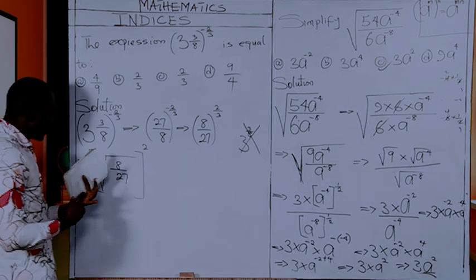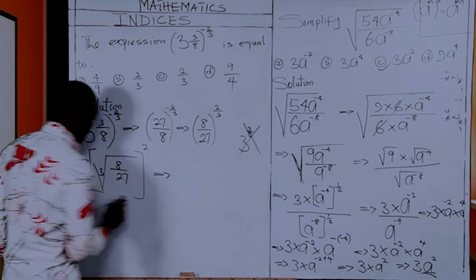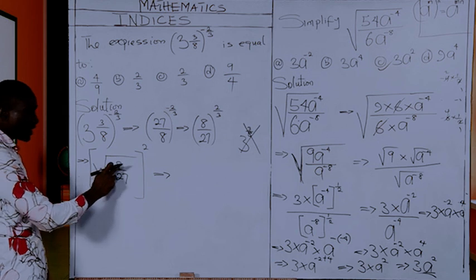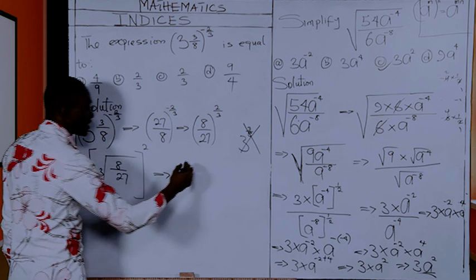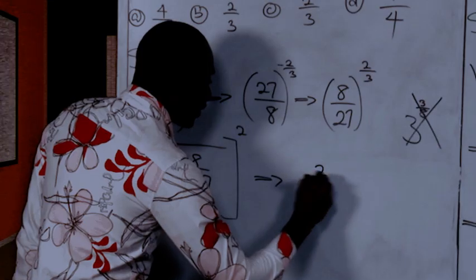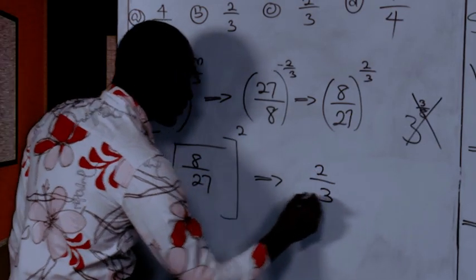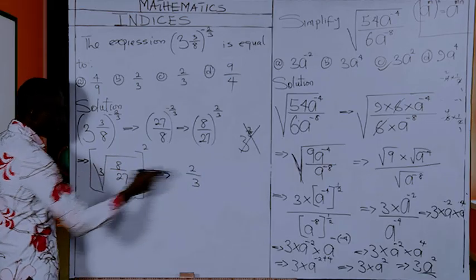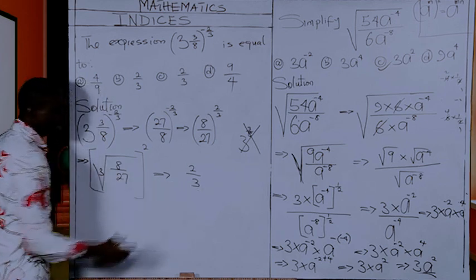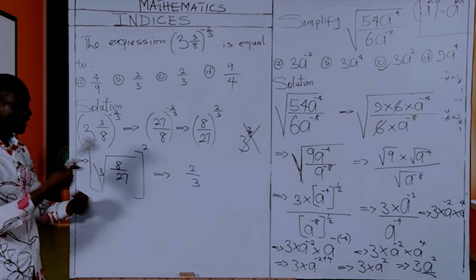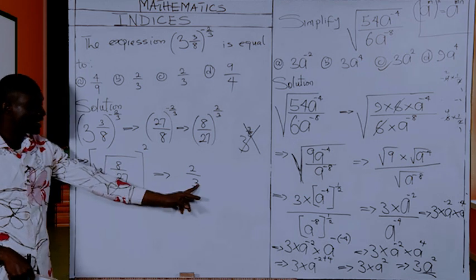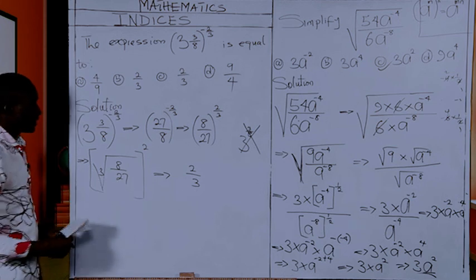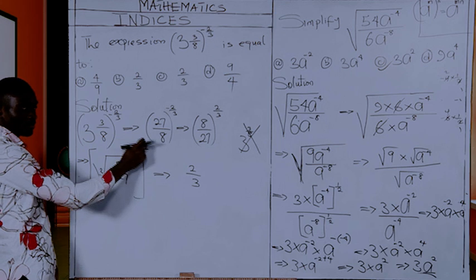Let's press forward. Cube root of 8/27 is 2/3. Cube root of 8 is 2. Cube root of 27 is 3. That is, it is 2 that will multiply itself 3 times to give us 8, and it is 3 that will multiply itself 3 times to give us 27. Now don't forget our power of 2.